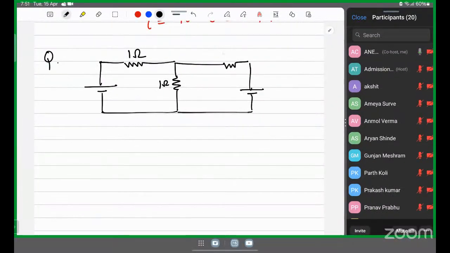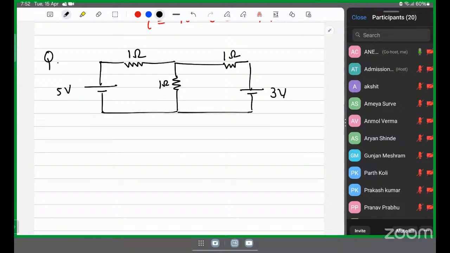This is also 1 ohm. And let's say here potential is 5 volt, here potential is 3 volt. You have to find out current in the circuit, I.